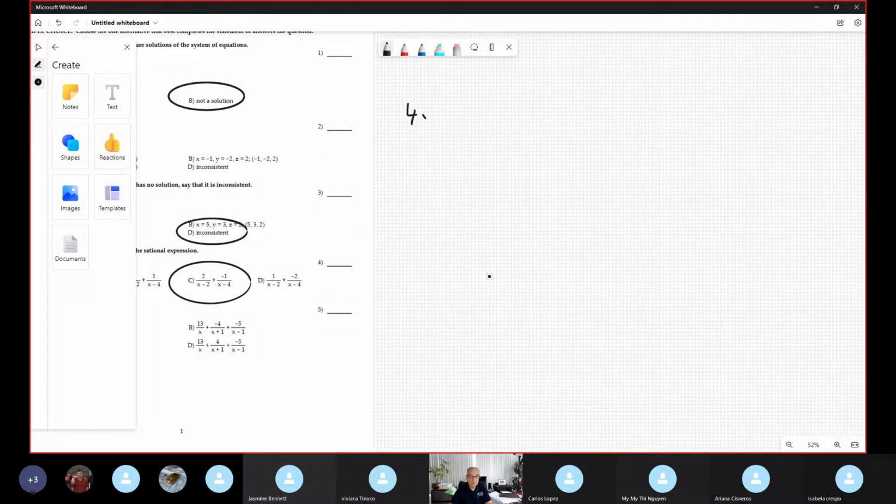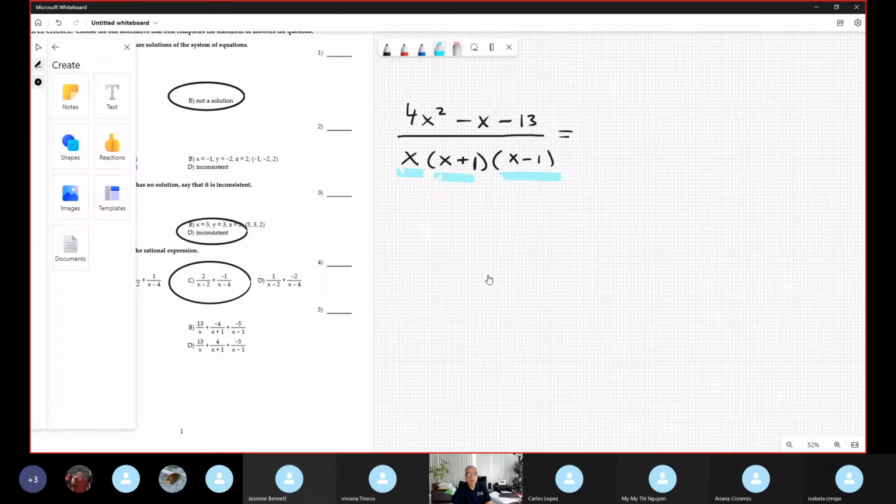4x squared minus x minus 13 divided by x times x plus 1 times x minus 1. Actually, we have 3 factors: 1, 2, and 3 factors. Now you separate, and the factors are not repeated, they're different. This is x, this is x plus 1; it doesn't matter, the order is not important. You put the order, and you associate letters A, B, C.